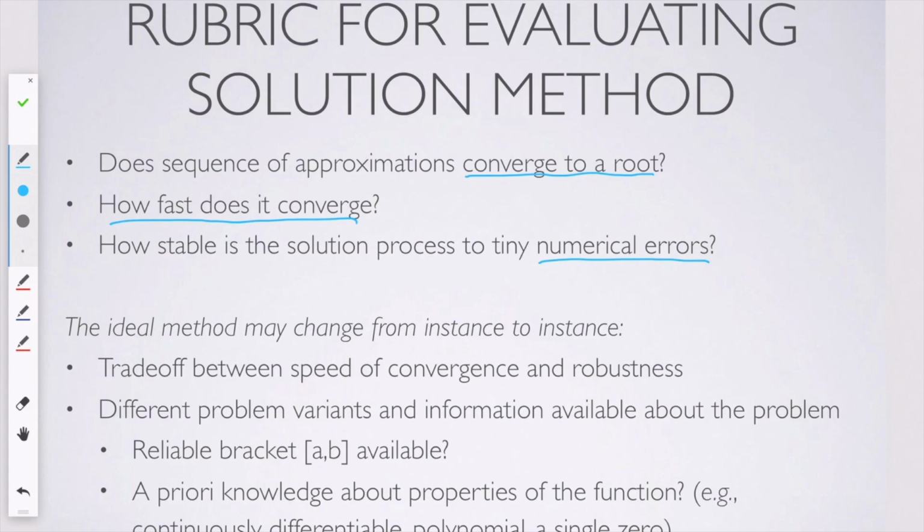So oftentimes there's a trade-off between the speed of convergence and robustness, meaning the algorithms where you can guarantee convergence tend to be slower. And then of course you'll find yourself in different situations where you have different information available about the problem, and that might inform your choice of algorithm. Do you have a bracket available for the root? Do you have some a priori information about the function, like how smooth it is, if it belongs to a particular class of functions, if it just has a single root? And then also it matters if you're just interested in a single root or in multiple roots.